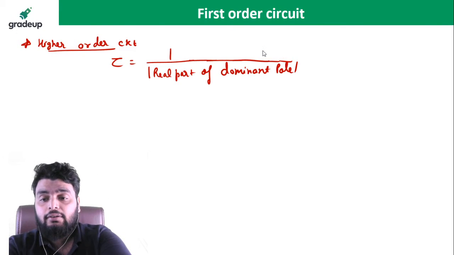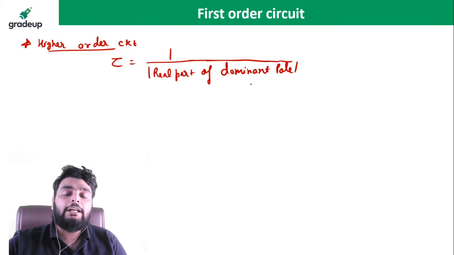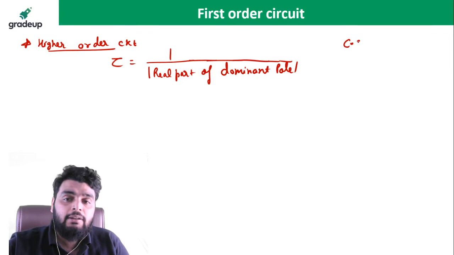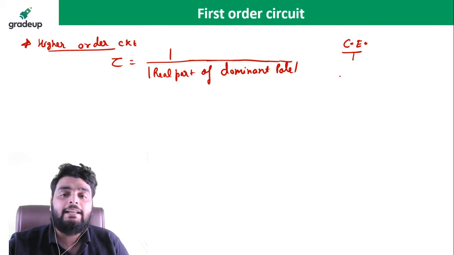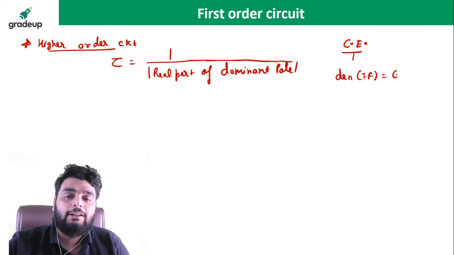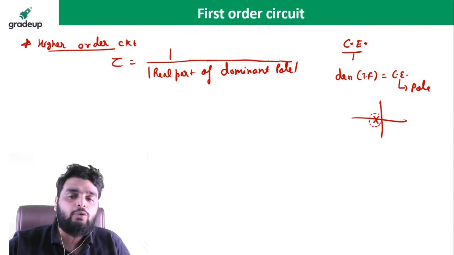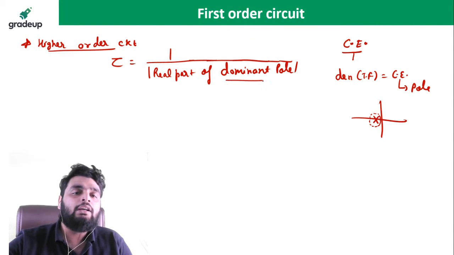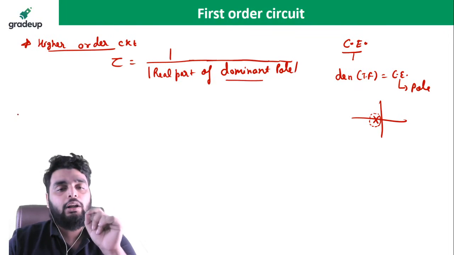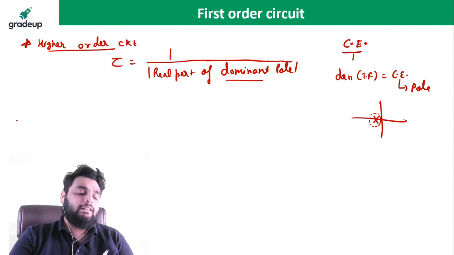What is the time constant actually? You need to find out the characteristic equation. Remember the control system. Need to find out the characteristic equation. Then the denominator of the transfer function is what? The characteristic equation. From there I can find out the poles. Then the pole which is nearest to the origin is known as the dominant pole. Then the reciprocal of the real part of the dominant pole is the time constant.